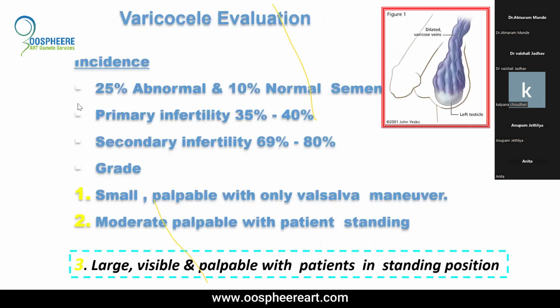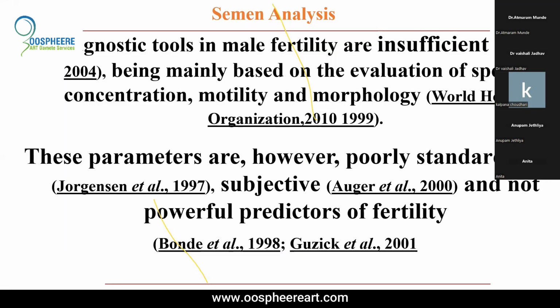Varicocele evaluation: it happens more in secondary infertility than primary infertility, as it is an age related disorder. Means as you age, the varicocele will become more, and a large visible palpable varicocele, which is visible when the patient is standing and when he coughs you can see the impulse. Only this varicocele is important in terms of infertility improvement.